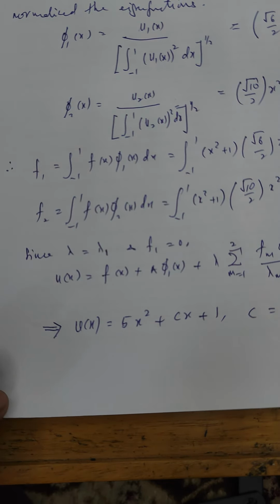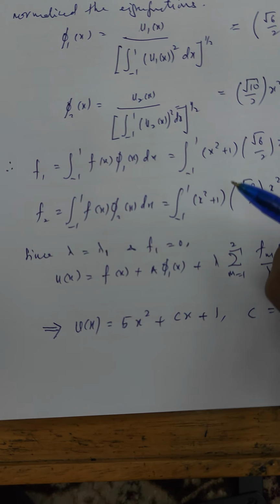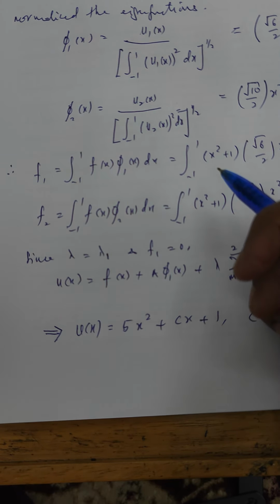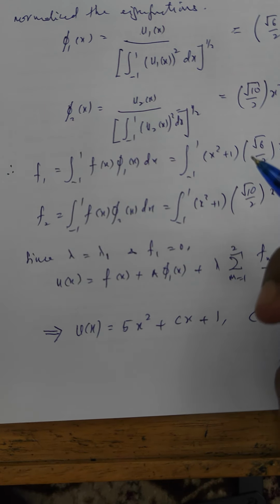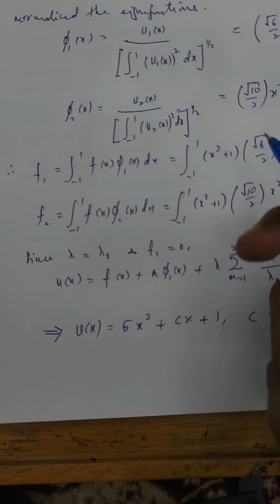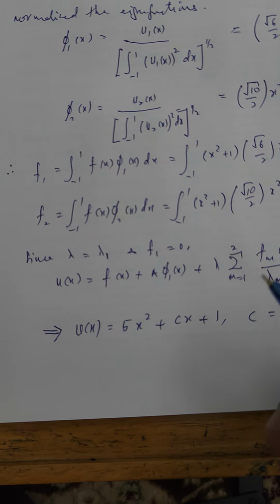Just follow those steps. Remember that in Hilbert-Schmidt's theorem, we consider the homogeneous Fredholm integral equation. From the homogeneous Fredholm integral equation, we find the eigenvalue, then we obtain the eigenfunction. From the eigenfunction, we normalize those eigenfunctions. Having obtained the normalized eigenfunctions, we need to find f1 and f2. Then after that, we construct the solution.